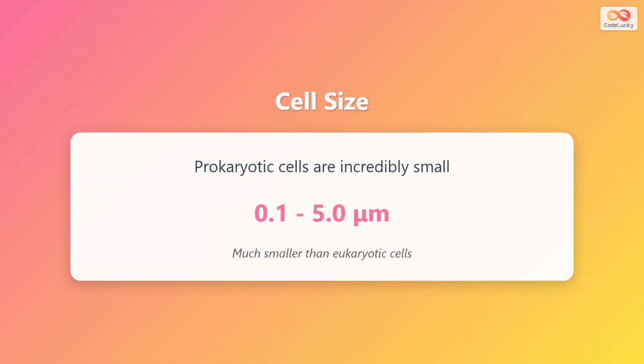Prokaryotic cells are incredibly small. Their typical size ranges from 0.1 to 5.0 micrometers. To put this in perspective, a micrometer is 1/1,000,000th of a meter. This makes prokaryotic cells much smaller than eukaryotic cells, which can be 10 to 100 times larger.